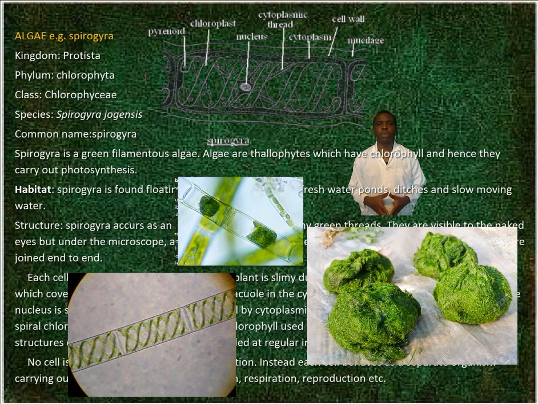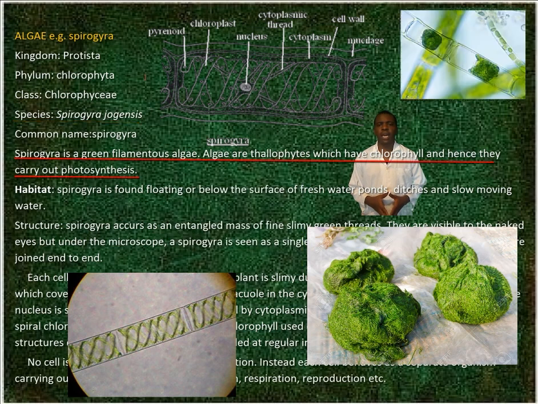Algae, example, Spirogyra. Kingdom, Protista. Phylum, Chlorophyta. Class, Chlorophyceae. Species, Spirogyra jogensis. Algae are thallophytes which have chlorophyll and hence they carry out photosynthesis.